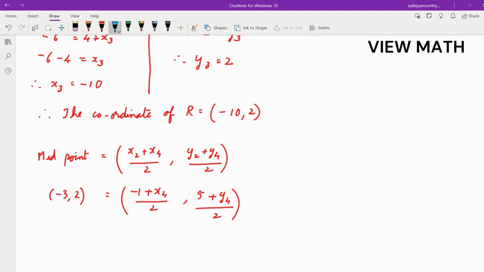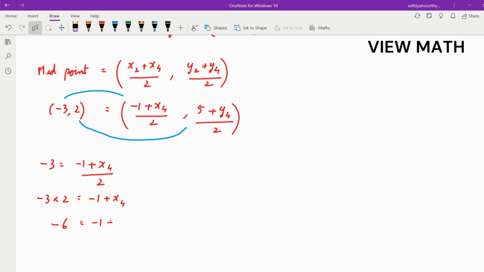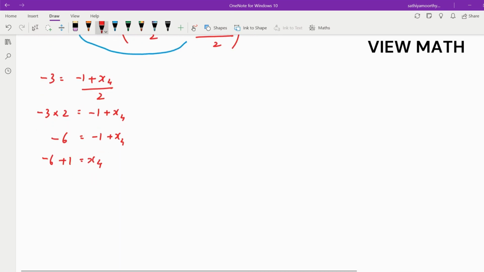So again I'm going to equate the x coordinates and y coordinates to find out x4 and y4. Minus 3 is equal to (minus 1 plus x4) by 2. Let me bring 2 to the other side. It becomes minus 3 into 2 is equal to minus 1 plus x4. Minus 3 into 2 is minus 6. Now minus 1 I'm bringing to the other side, it becomes plus 1, equal to x4. Therefore x4 is equal to minus 5.